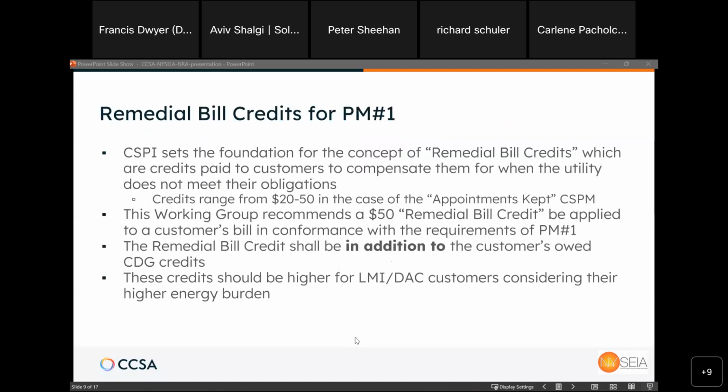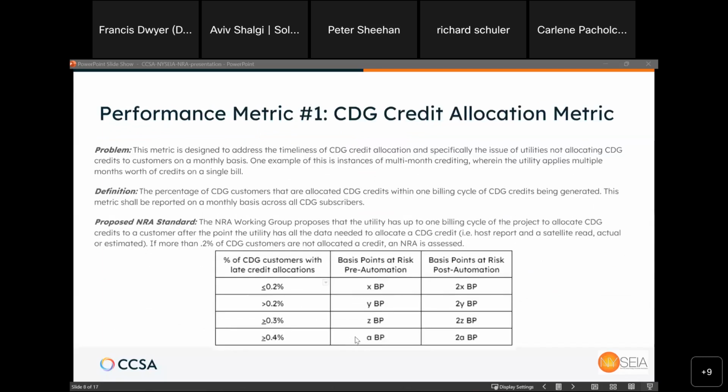And then just wondering about the rationale for the 0.2% accuracy. If you take 100,000 satellite customers, that's only 200 customers. That's a very small error rate. So just kind of wondering where the 0.2% was derived from.